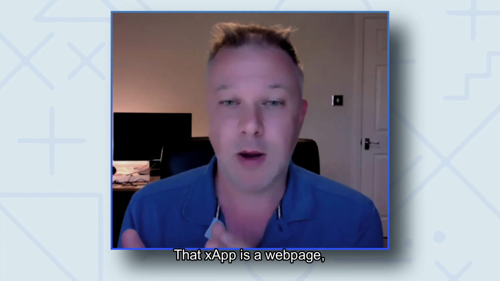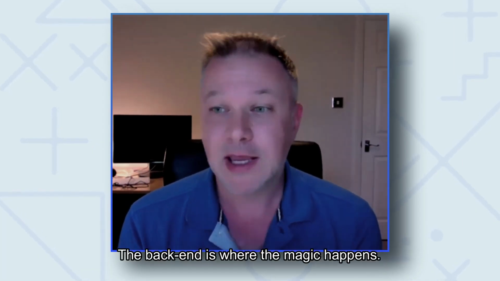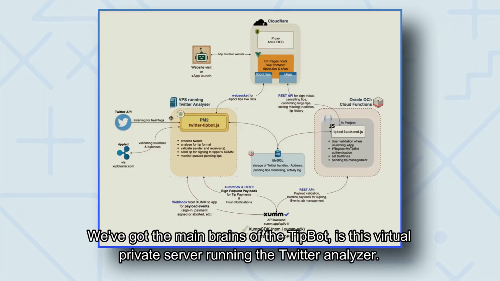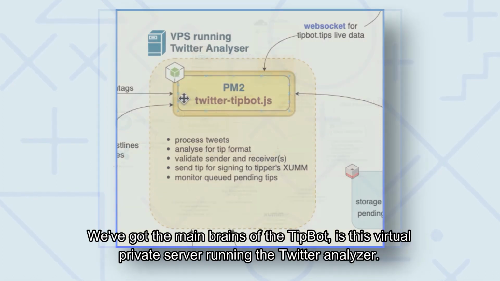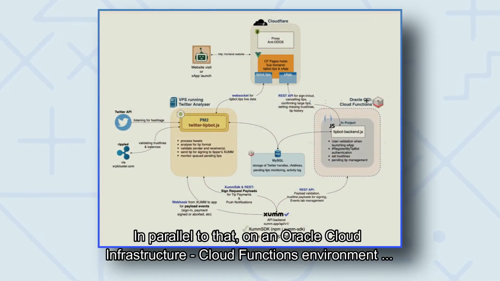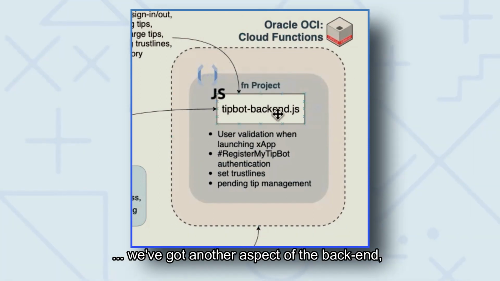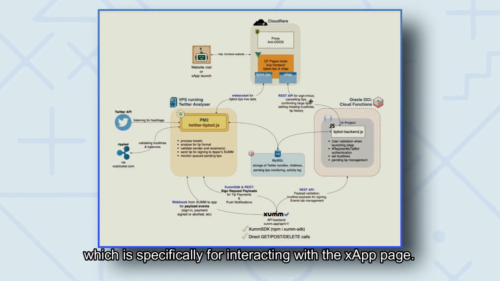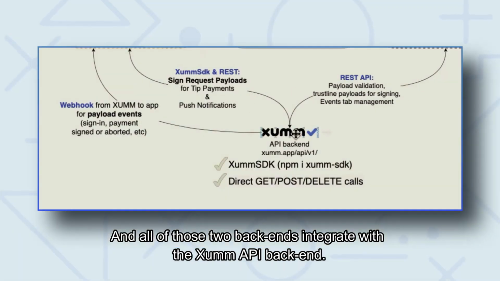An xApp is a web page, and the front end, the presentation that people see, is just a normal web page. But the back end is where the real magic happens. The main brains of the Tipbot is this virtual private server running the Twitter analyzer. In parallel to that, on Oracle Cloud Infrastructure, in a Cloud Functions environment, we've got another aspect of the back end, which is specifically for interacting with the xApp page, and both of those backends integrate with the Xumm API backend.